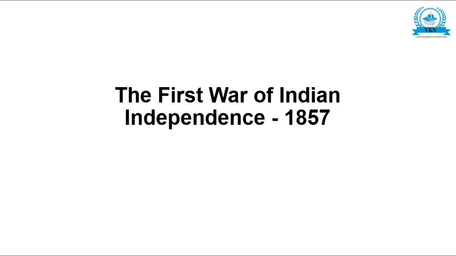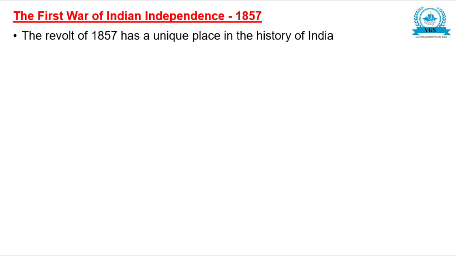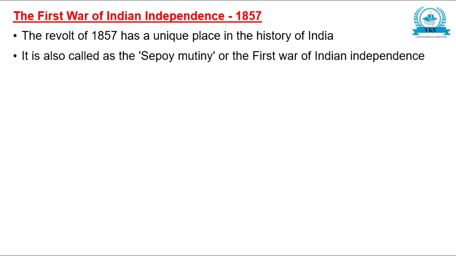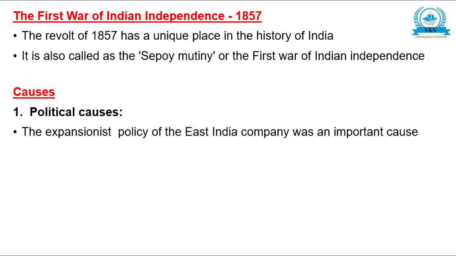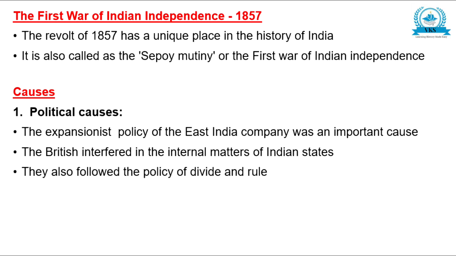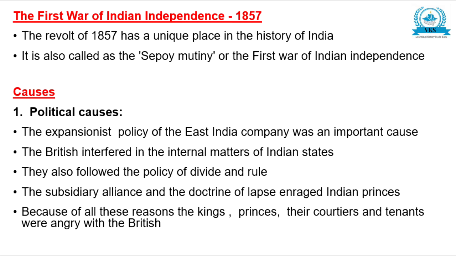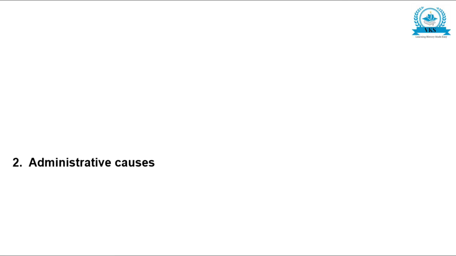Now let us go through the points which we have studied till now. The revolt of 1857 has a unique place in the history of India. It is also called the Sepoy Mutiny or the First War of Indian Independence. Causes. Political cause: the expansionist policy of the East India Company was an important cause. The British interfered in the internal matters of Indian states. They also followed the policy of divide and rule. The subsidiary alliance and the doctrine of lapse enraged Indian princes. Because of all these reasons, the kings, princes, their courtiers and tenants were angry with the British.